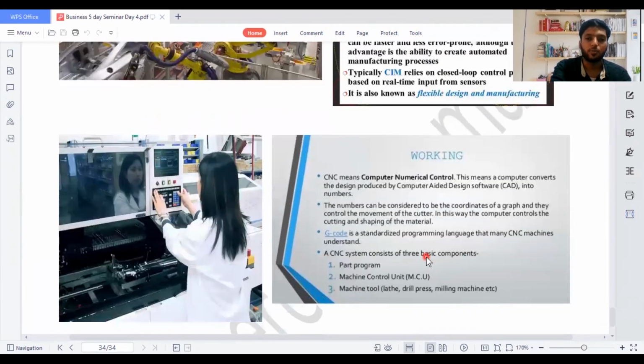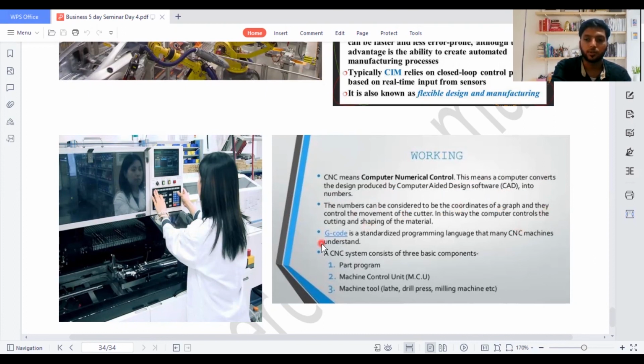And finally, computer numerical control. It is using the numerical keyboard. You might see this lady is using a lot of numbers. So you type numbers to get the work done, like to print and to get the work done. Of course we say it as CNC, which means computer numerical control. This means a computer converts the design produced by computer aided design software, CAD, into numbers. The numbers can be considered to be the coordinates of a graph, and they control the movement of the cutter.